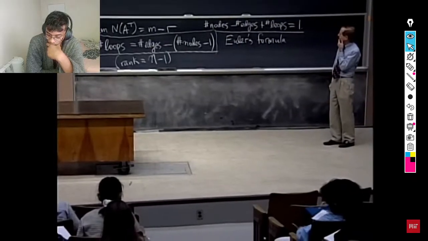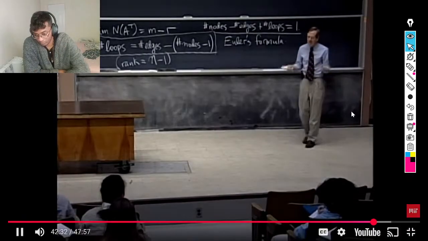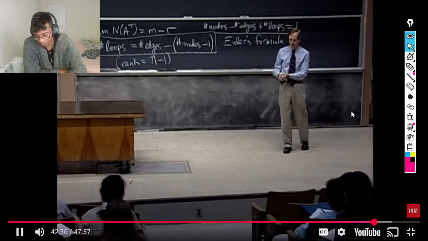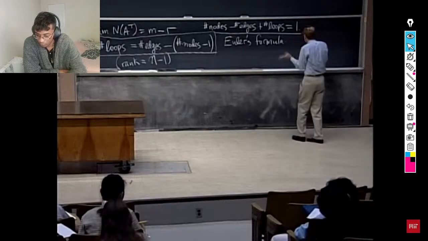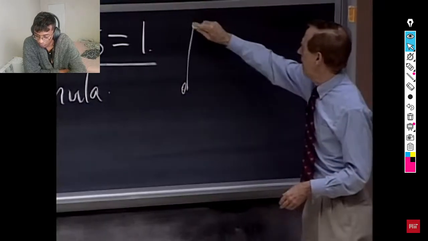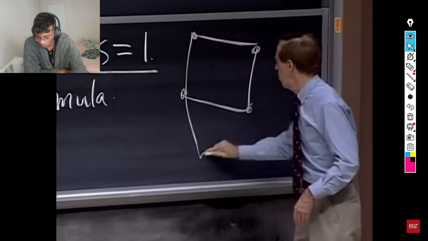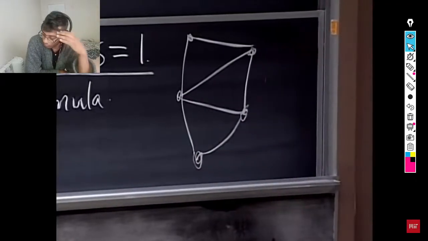Okay. And can we just check? So what am I saying? I'm saying that linear algebra proves Euler's formula. Euler's formula is this great topology fact about any graph. Let me draw another graph. Let me draw a graph with more edges and loops. Okay, I just drew a graph there.